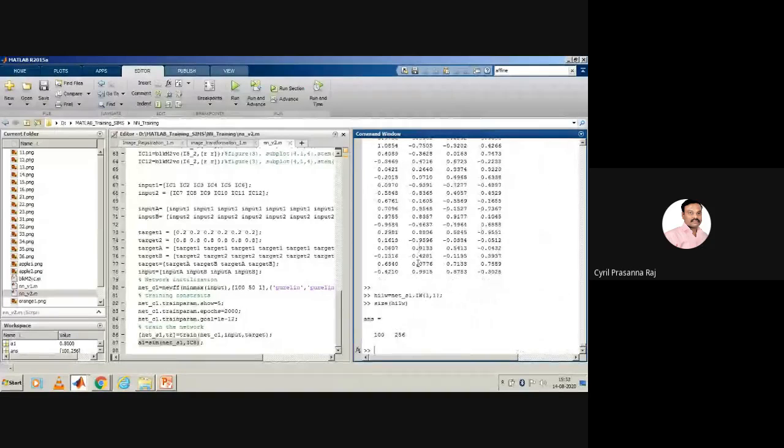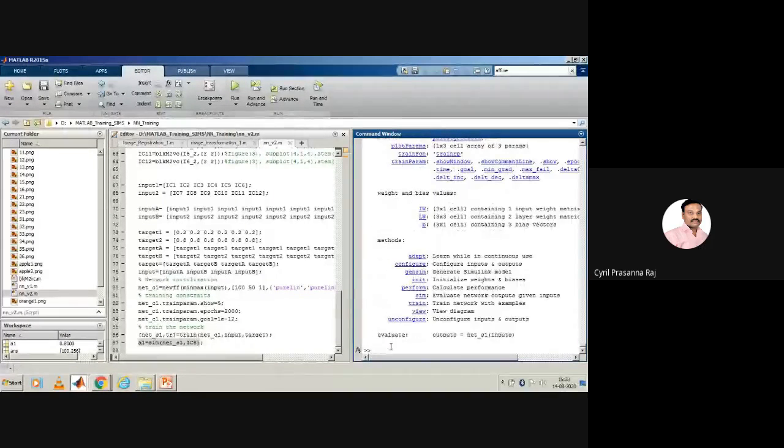Now see what the weights and biases of the second one are. If you want to see even the biases, again type net_S1.IW. You can open up IW by just clicking there. You will know that there are multiple weights.